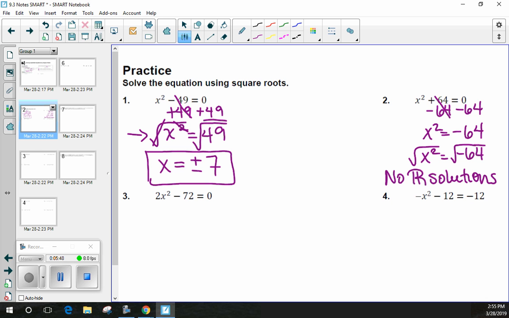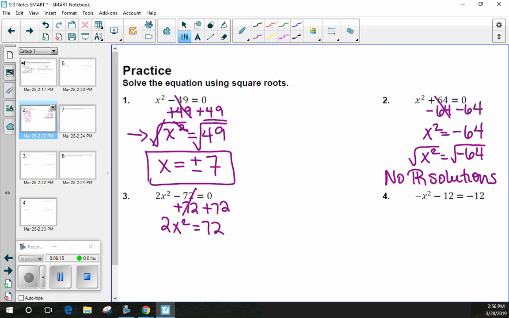3 and 4 are the same idea. They just start to have a little bit more stuff we need to eliminate to get x squared by itself, but that's all review. If you look at number 3, you could add 72 on both sides first. That leaves us with 2x squared is equal to positive 72. And then for this one, it's a little more complex. We have a second step. What else do we have to get rid of?